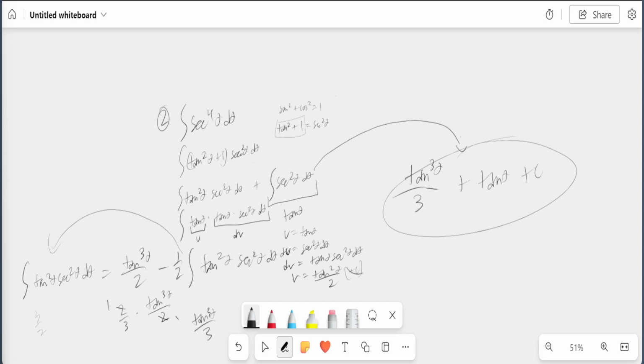Okay, for what trig functions would we use the half angle formulas to solve the higher power integrals?